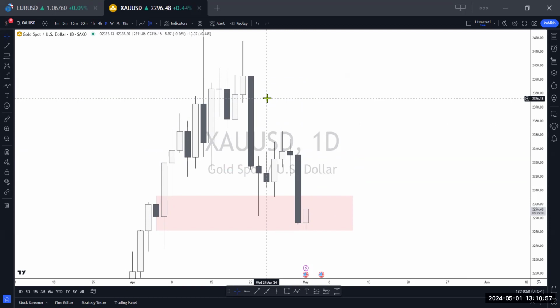Remember, daily candles form the weekly candle. H4 candles form the daily candle. Are you guys following this? Okay.